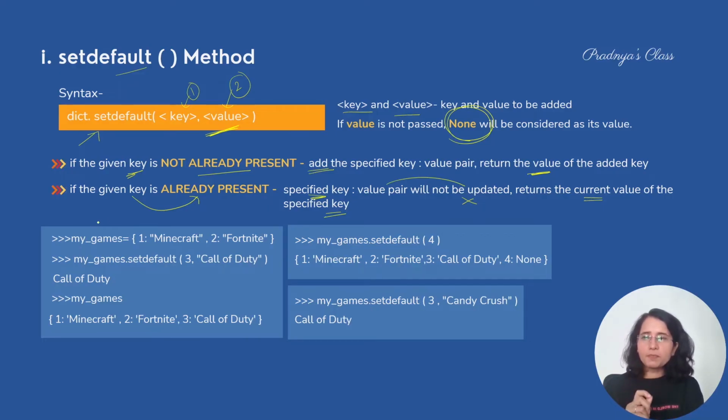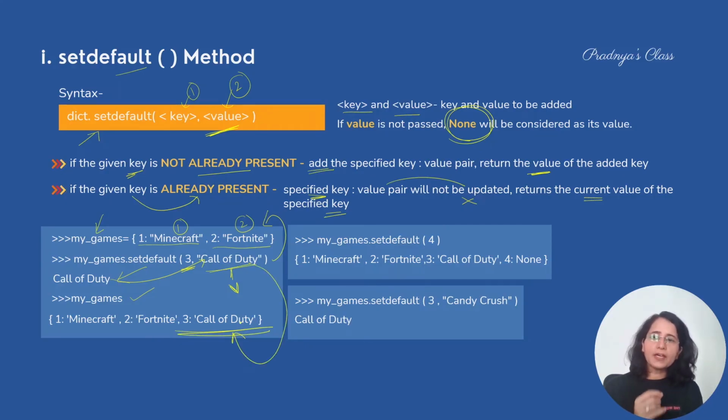So let's consider one simple example. Here is a dictionary named My Games. In that we already have two elements. This is the first element and this is the second element. Now I want to add one more element to this dictionary. So I mention the key, comma, and the value for that key. The setdefault method returns the value part of the specified key, so we are getting this value. After adding the value to the dictionary, when we print it, you can see here the third element which we specified with the setdefault method got added in the dictionary.